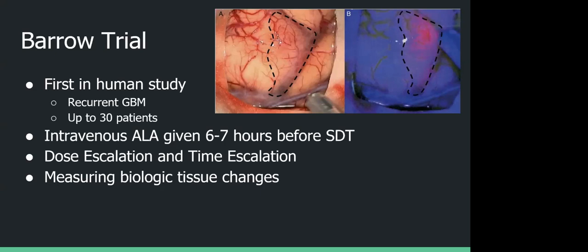So these patients are already scheduled for resection. And you can see in the photo, this is what 5-ALA was used for already. It highlights the tumor, it concentrates the tumor. So it's already approved for that, but it's not approved in this indication. And they're looking at two different ways. They're looking at dose escalation and time escalation. And really they're measuring biological tissue changes to see whether or not this is effective.